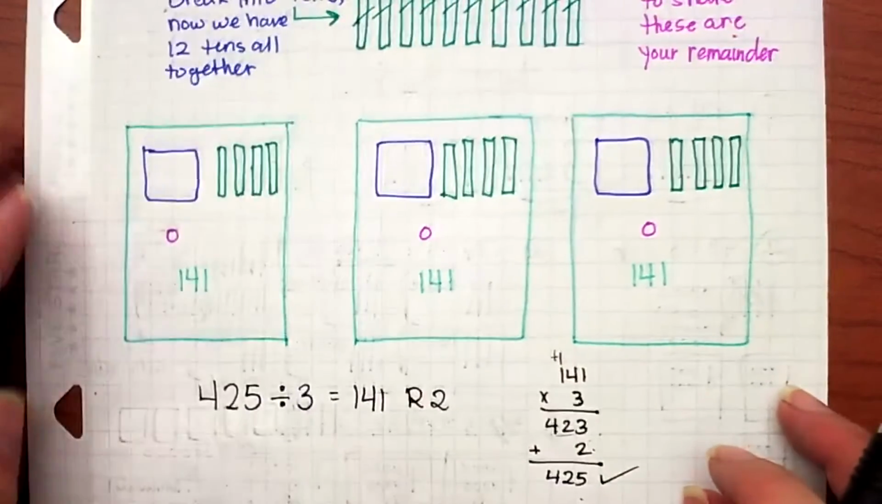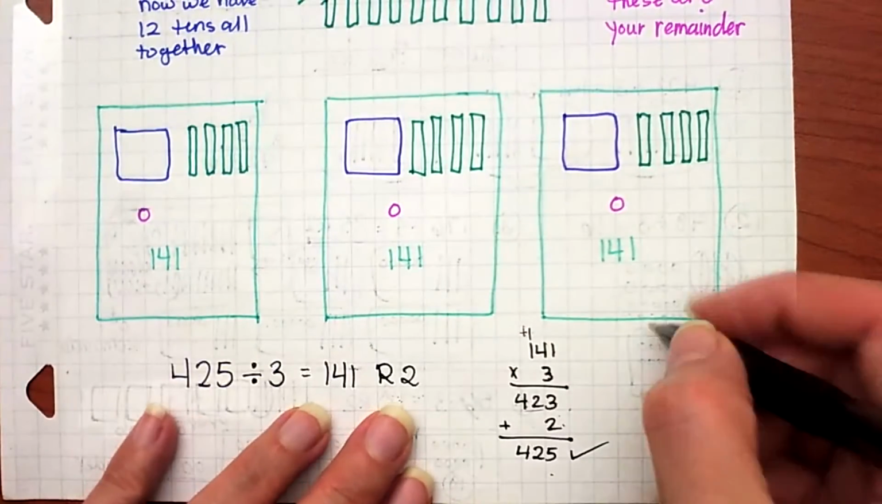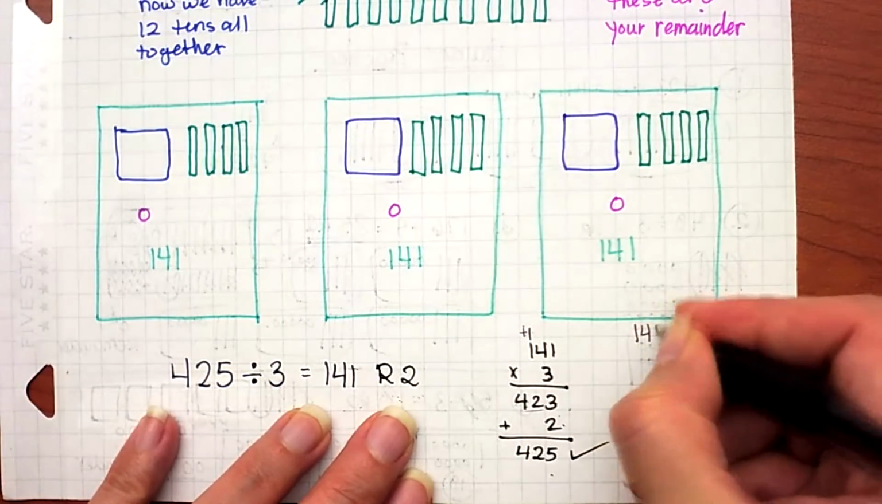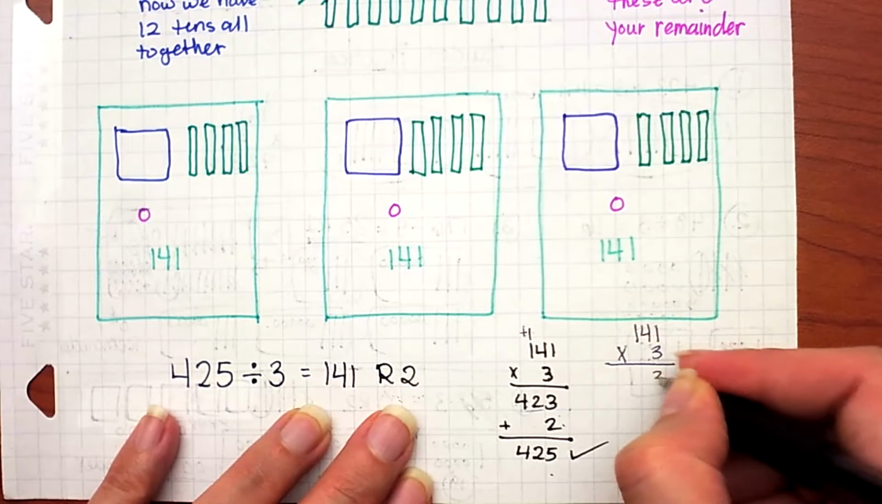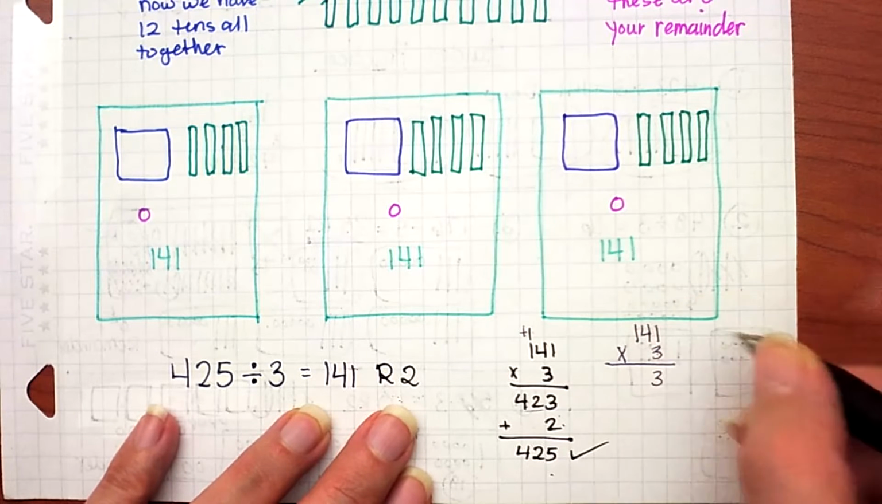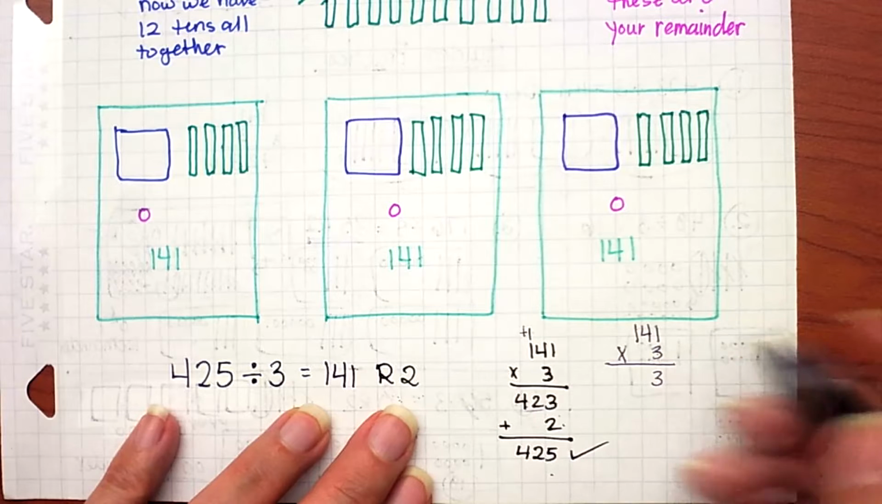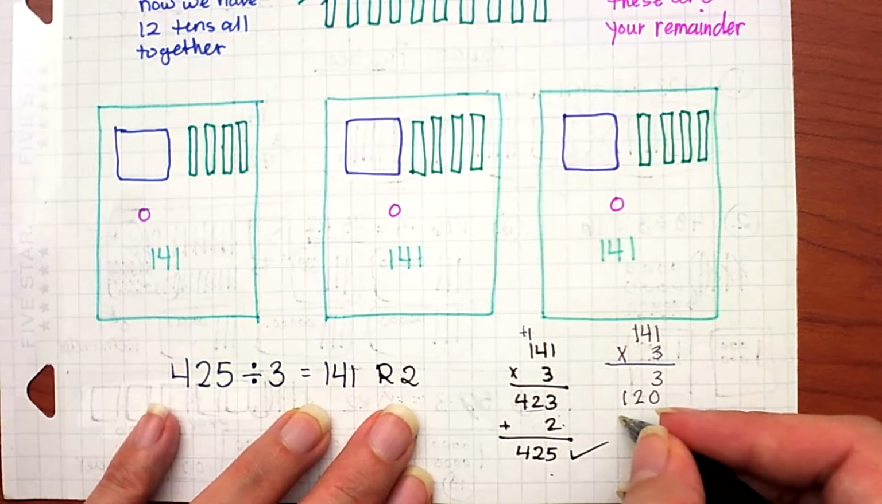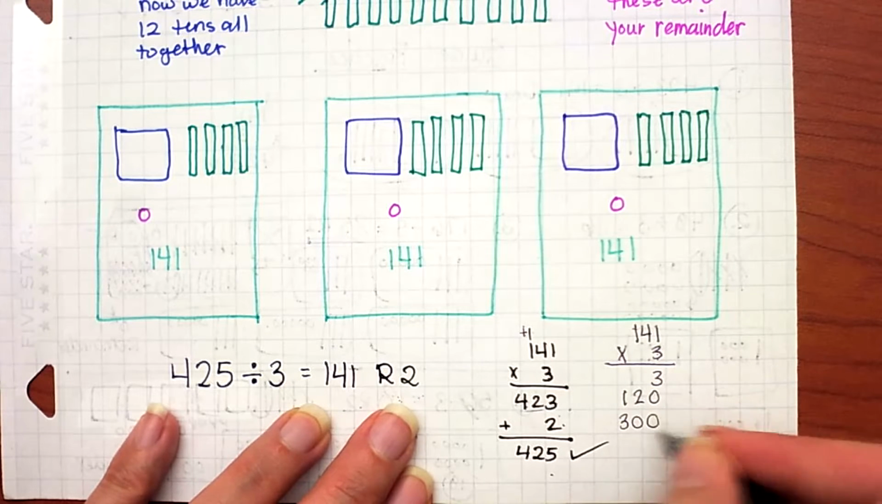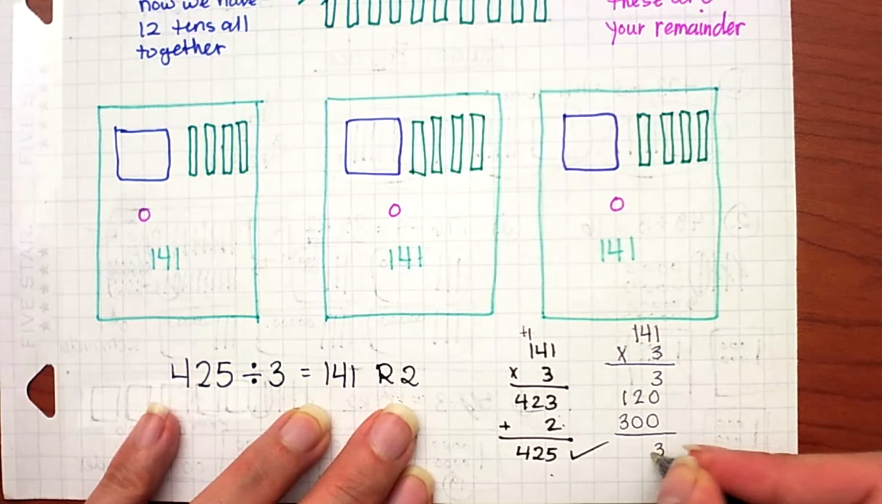If you would like to solve this using partial products, we can do that. You can do 141 times 3. 3 times 1 is 3. 3 times 40, because that 4 is in the tens place, is 120. And 3 times 100 is 300. And add those together.